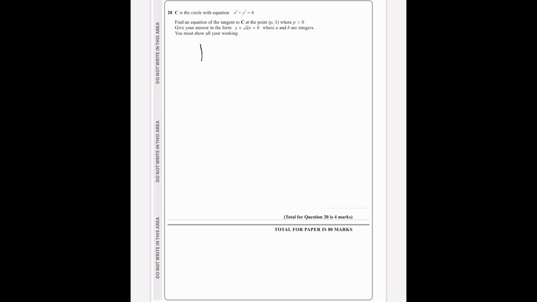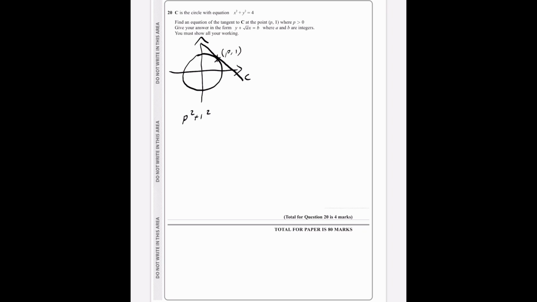Question 20, you're going to have to put up with my little sketch. It's not the best, but there we go. There's my circle, it's centered at the origin, and it's got a radius of 2. And there's the line that we're trying to construct the equation for.